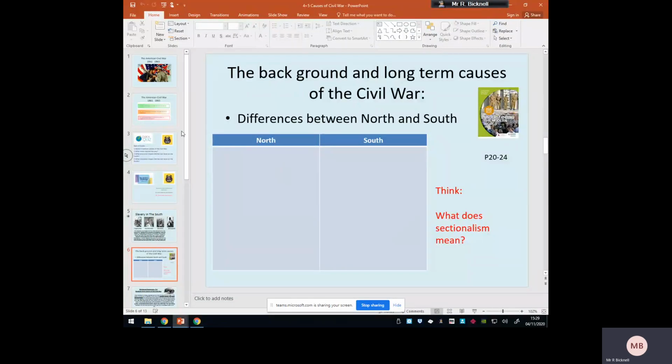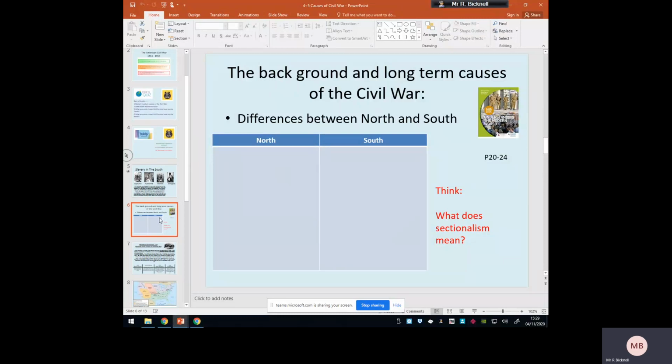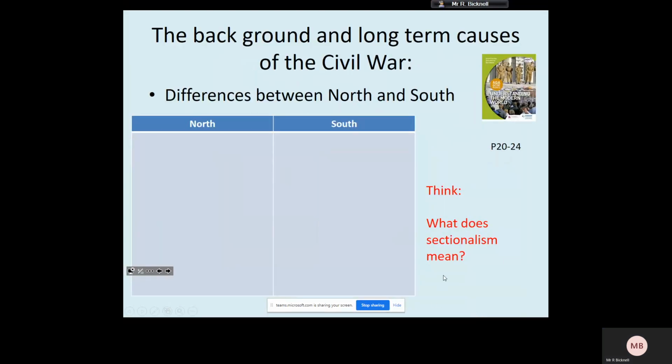We're going to have a look at the causes of the Civil War, stuff that we've gone over, stuff that you do have in your book, but I'm going to talk about some of the main points. Now, the first big reason for the Civil War were the differences between the North and the South based on their economies. So the Northern economy was all about what?